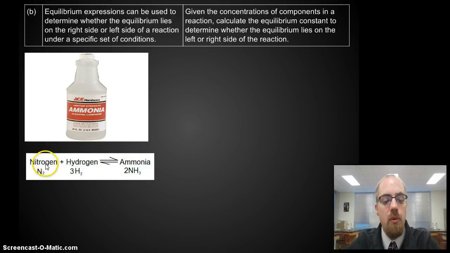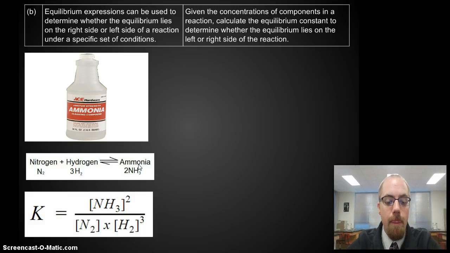So let's go back to that example we were talking about where nitrogen and hydrogen can come together to make ammonia, or ammonia can decompose into nitrogen and hydrogen. To write an equilibrium expression for this reaction, we would take the concentration of the right side, the ammonia. So concentration of ammonia squared, because in the balanced equation the coefficient is 2. And we divide that by the concentration of nitrogen, and since it has no coefficient, there's no exponent there, times the concentration of hydrogen, which, since there's a coefficient of 3 here, the exponent would be 3.